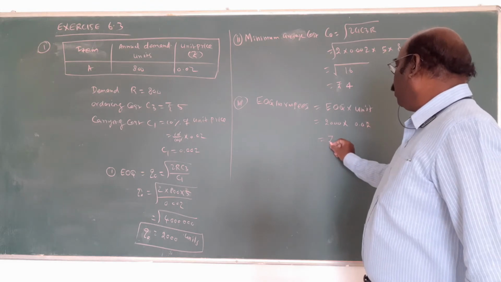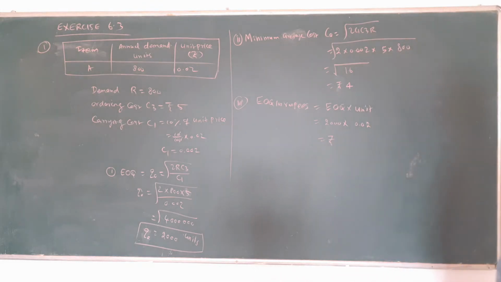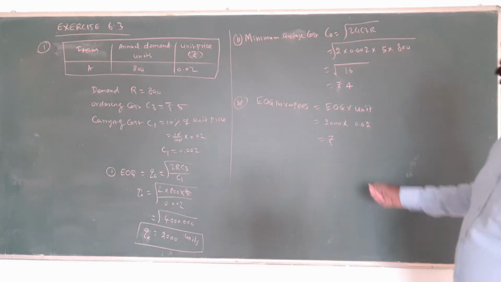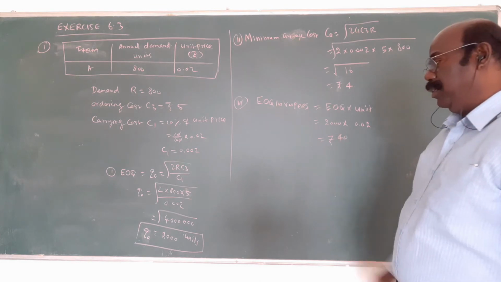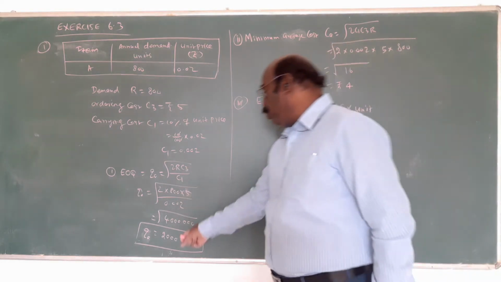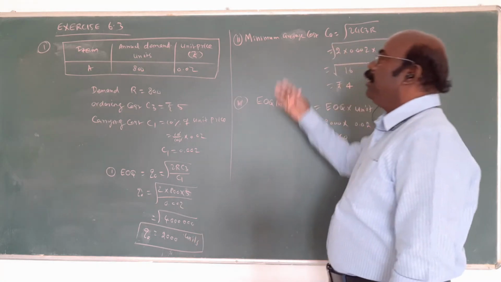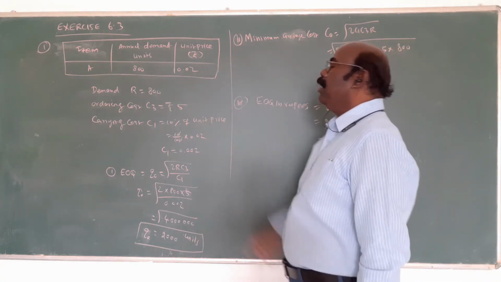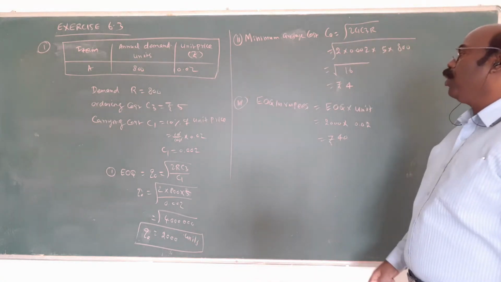Now multiply both and we get the answer: 40 rupees. This is the answer. Actually, this is the EOQ in units. Multiplying the unit price 0.02 by the EOQ units gives the EOQ in rupees.